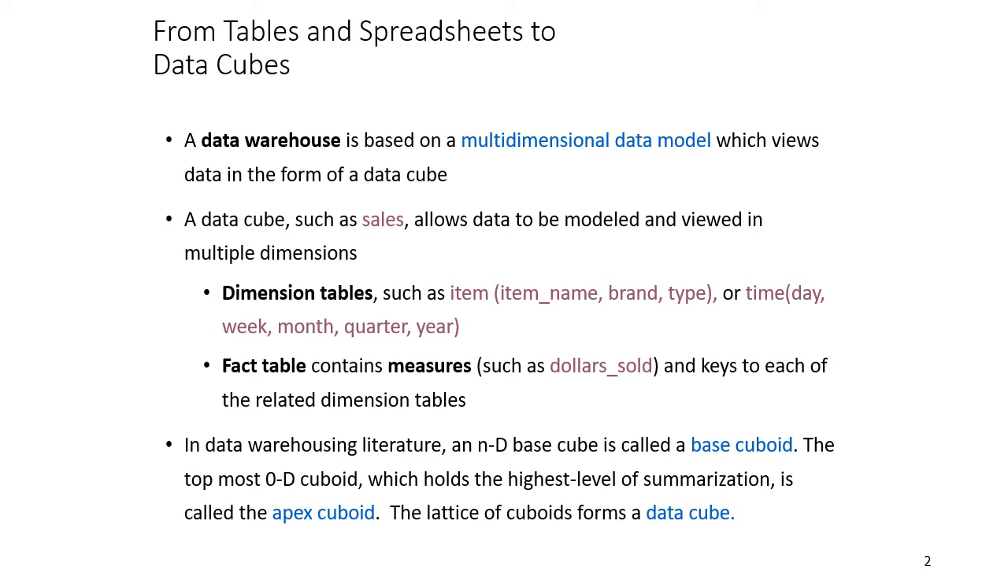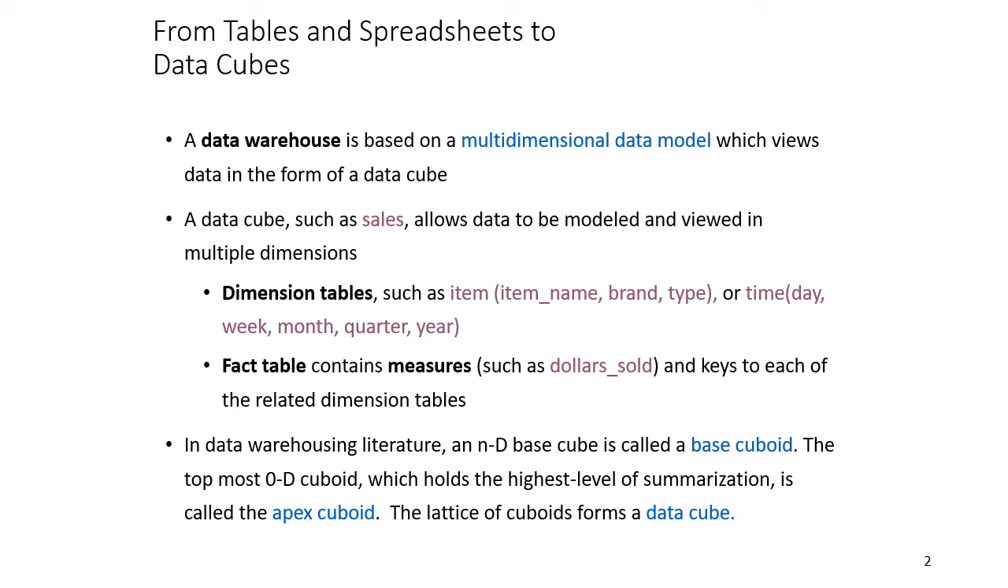Similar to that, there is the fact table. Fact table contains measures such as dollars sold, and in addition to that, the keys of each dimension table are stored in the fact table. So the basic thing is the attributes related to an entity are stored in the dimension table, while the fact table holds the measures in addition to the keys related to each of the dimension tables.